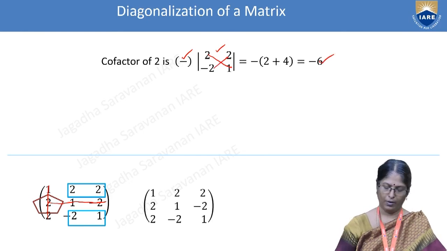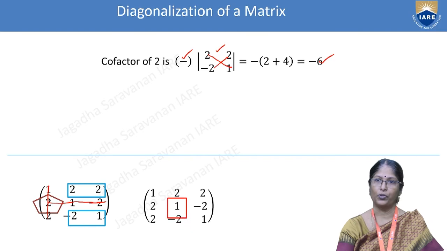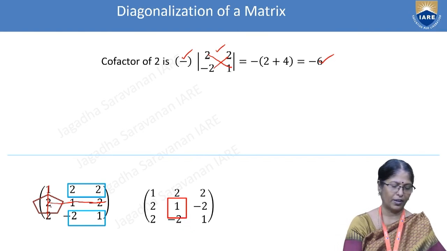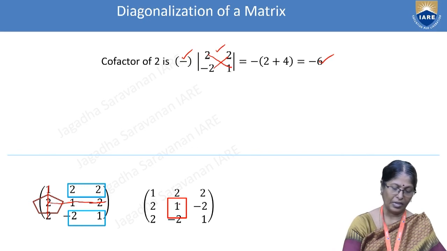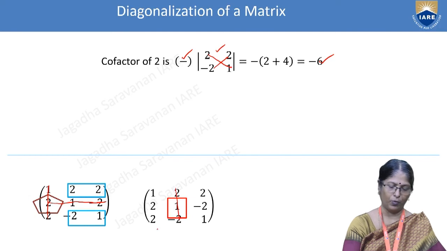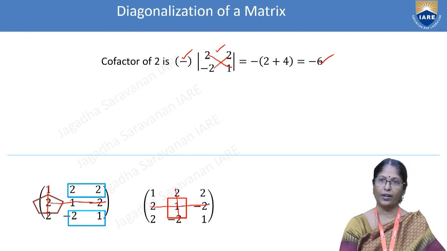Next position is this position. What is the sign? It's very simple. This is negative and the next one is positive. Alternating signs only, the position signs will be there. Now we know it. Here, the particular column we have to remove. This is also neglected. The balance part will become the determinant value we have to find.